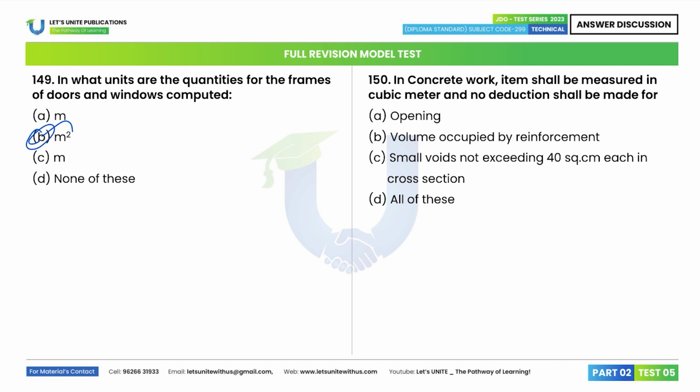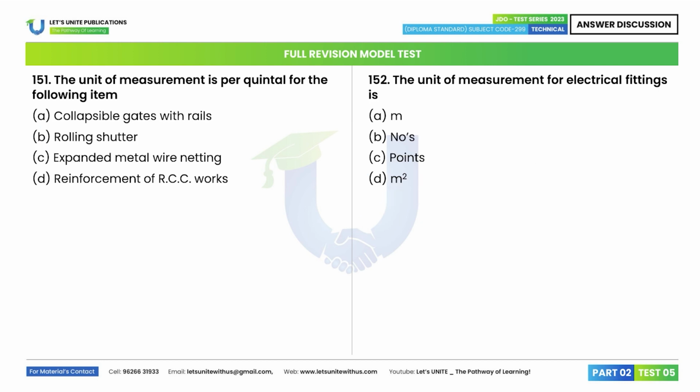Next 150. In concrete work, items shall be measured in cubic meter and no deduction shall be made for opening, volume occupied by reinforcement, small voids not exceeding 40 square centimeter each in cross section. All three are correct. So option D, all of these, is the correct answer. Next 151. Unit of measurement is per quintal for the following item. Quintal is for reinforcement of RCC works. Option D is the correct answer.